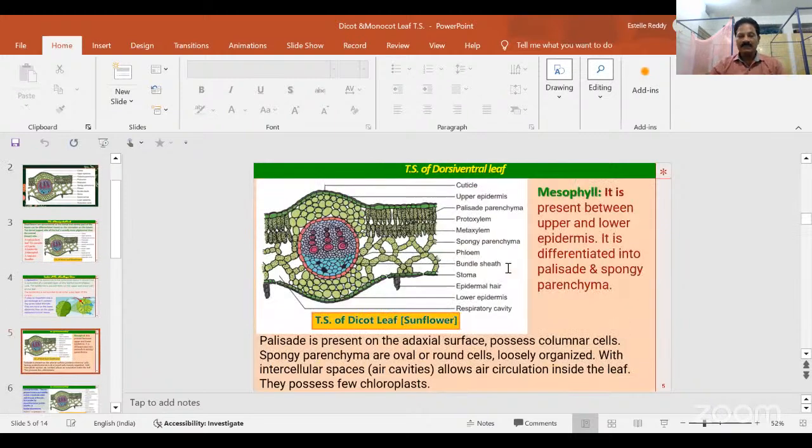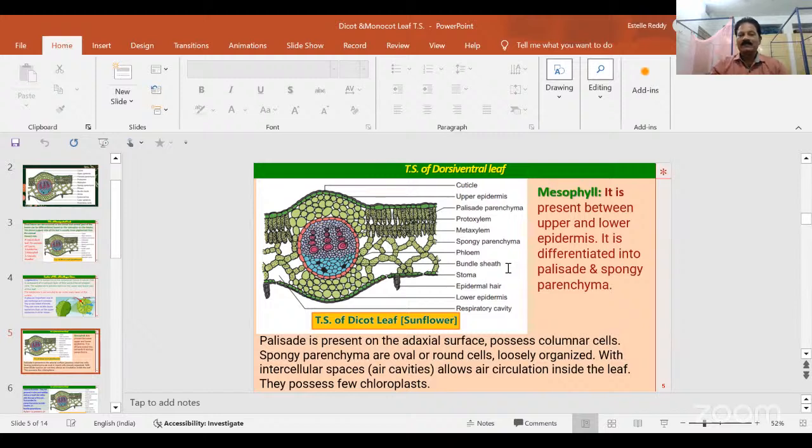Okay. See the second part, mesophyll. In the beginning of this session, I already told you, meso means middle in Greek. Phyll means leaf. This is the middle part of the leaf, and this is also called ground tissue. Ground tissue of the leaf is called mesophyll, the tissue present between the two epidermal layers. I'll repeat once again. Mesophyll is the ground tissue of the leaf present between the two epidermal layers.